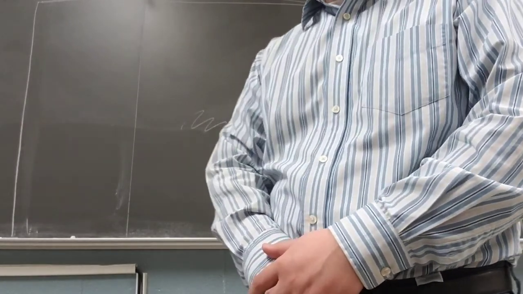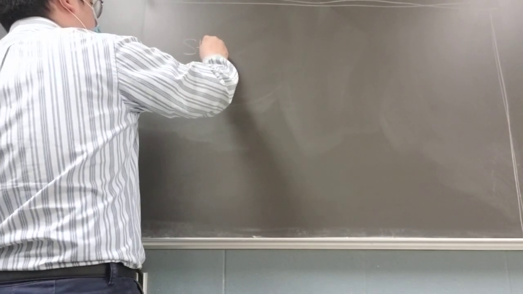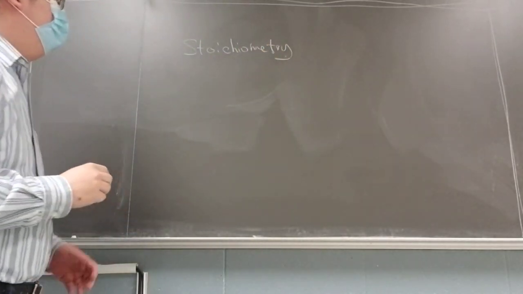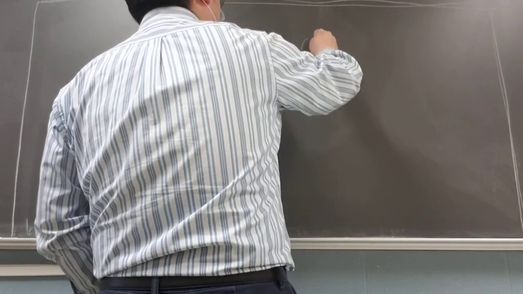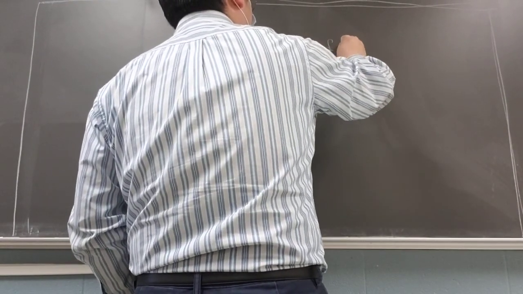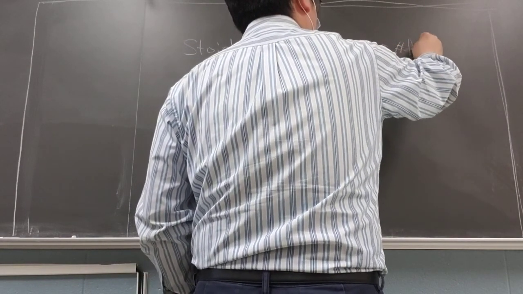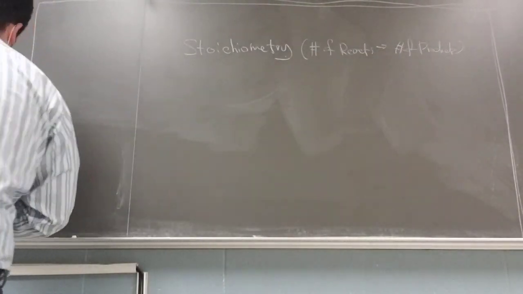I'm good. Thank you. All right, so last time, I don't know if you were in the lecture or watching the YouTube channel videos, we talked about the limiting reagent. That is because we want to do stoichiometry. We just want to find out how many reactants will make how many products in chemical reactions. It's all about the numbers.